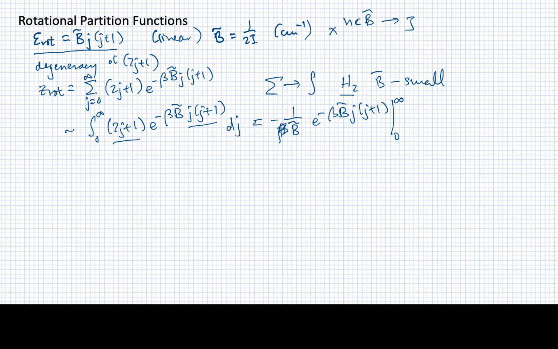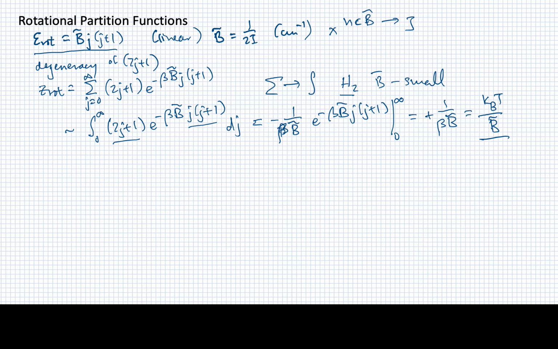And of course at infinity I've got e to the minus infinity, which is 0. At J equals 0, I've got e to the 0, which is 1. So this turns out to simply be 1 over beta times the rotational constant. Or if I substitute in what beta stands for, I can put kBT over the rotational constant here. And this would be my final result. It's actually a really simple compact result.